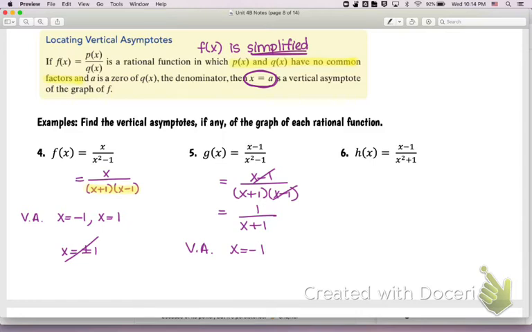And then the last one, this is already simplified because x squared plus 1 doesn't factor. So that means there's no vertical asymptotes because this equation is never going to equal 0, kind of like we saw on number 3 up above. Okay, so asymptotes come from factors in the denominator after you have simplified. That's where you get vertical asymptotes. And that's important because we're going to look at both vertical and horizontal.